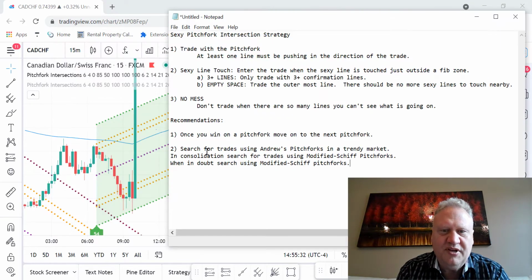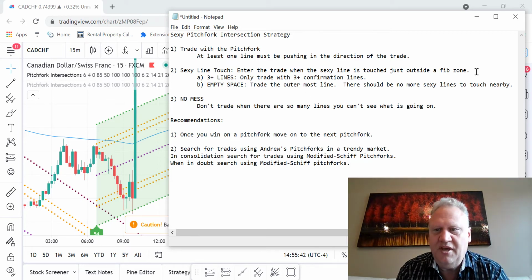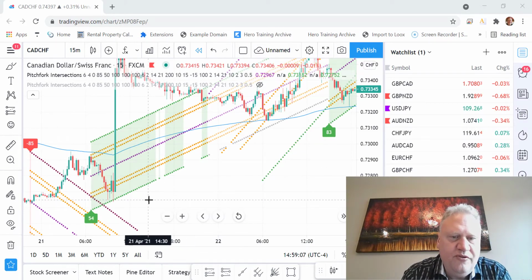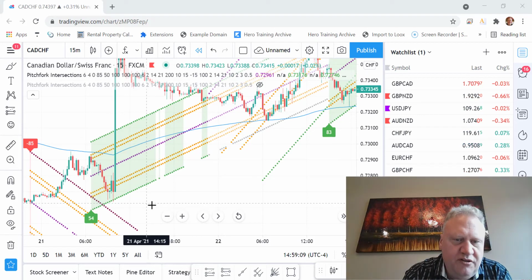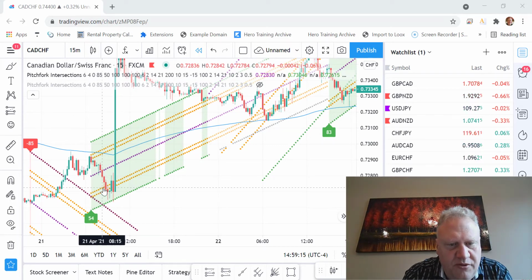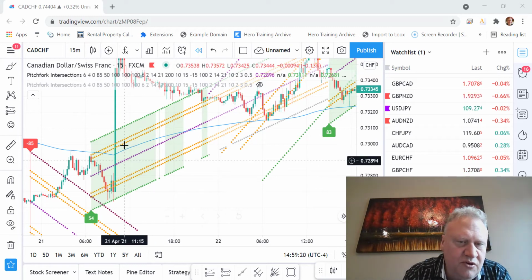Number two, okay, this is called the sexy line touch. Enter trades when a sexy line is touched just outside the fib zone or any other line, really, as long as you get 3 lines together confirming. Okay, so for the sexy line touch, we are looking for price to come and touch either this zone and we'll go long, or this outer line and we'll go long.